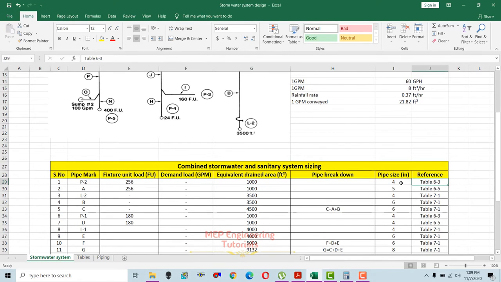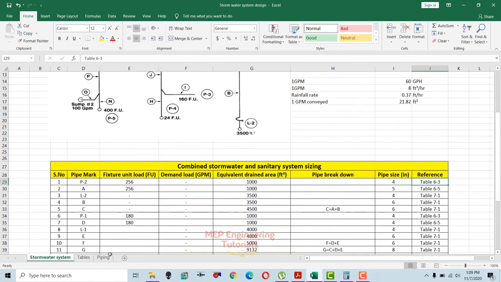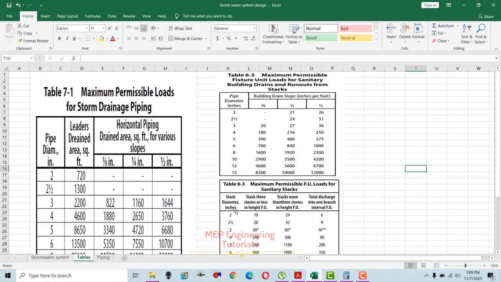So now the reference table we have to use to get the pipe size is 6-3. Since this is a stack pipe and we have a building of more than 3 stories, this is the 6-3 table. There you see 3 columns. If you have seen my drainage pipe sizing video or drainage system design, I used the same tables 6-3 and 6-5 for drainage system sizing for the stacks and the runouts. If you have not seen that video, I will give the link in the description below.